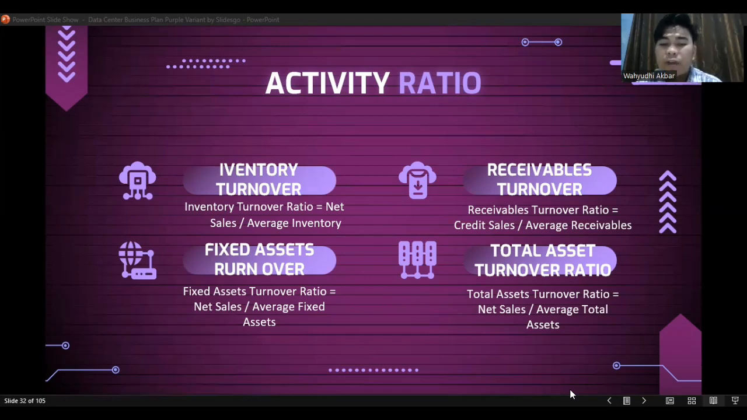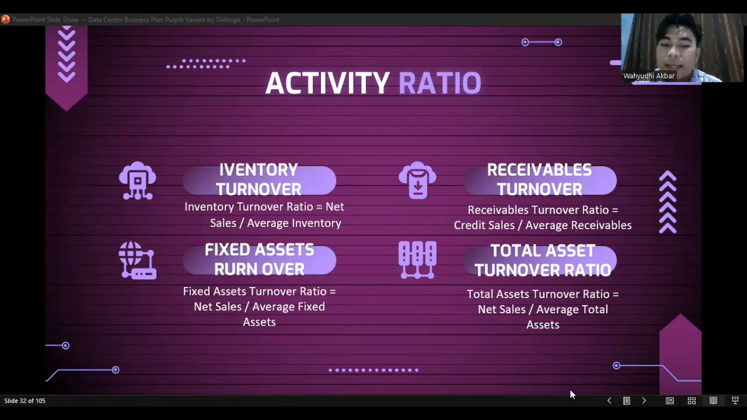The second, we have the receivable turnover ratio. The receivable turnover ratio measures how quickly the company collects receivables from customers. The formula is receivables turnover ratio equals credit sales divided by average receivables. The third one, fixed asset turnover ratio. The fixed asset turnover ratio measures how efficiently a company uses its fixed assets.